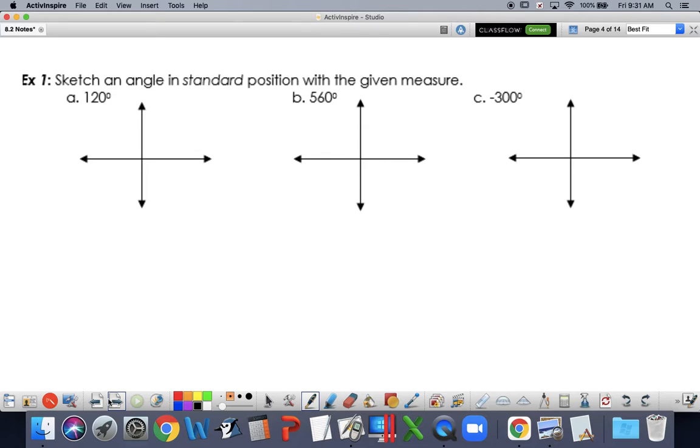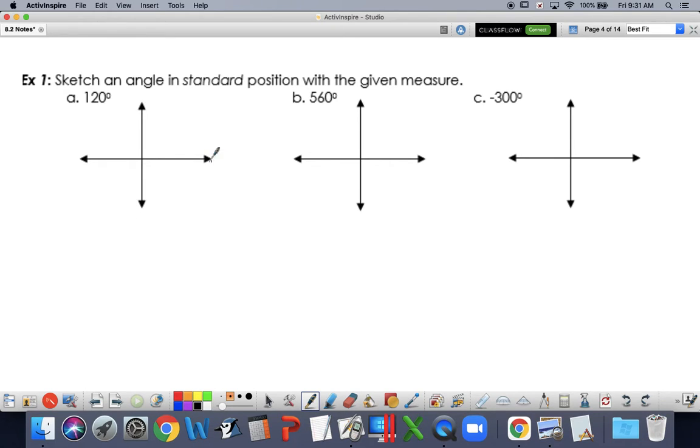So let's go ahead and get started. We're going to sketch an angle. We're going to get to one of our first learning targets. We're going to sketch an angle in standard position with these measures. Right now, I just have a standard XY axis here, a coordinate plane. But let's go ahead and label all of the different angles that are around.